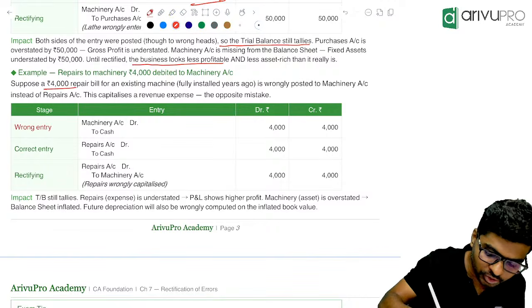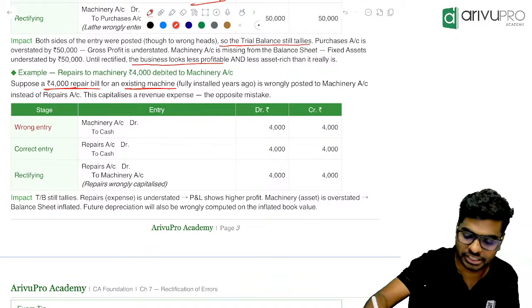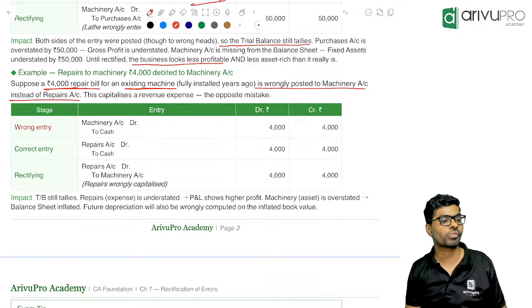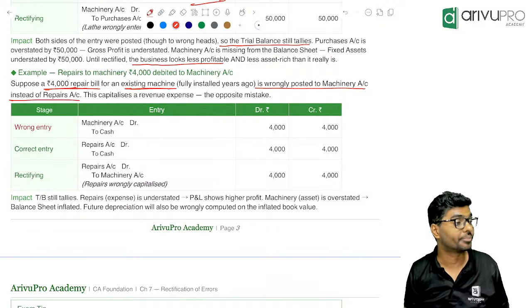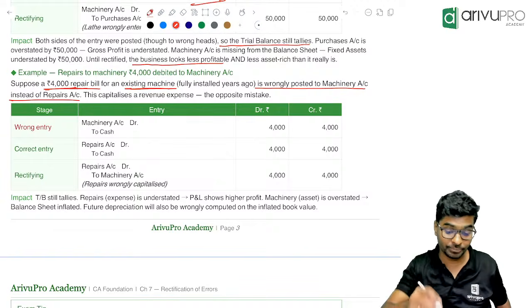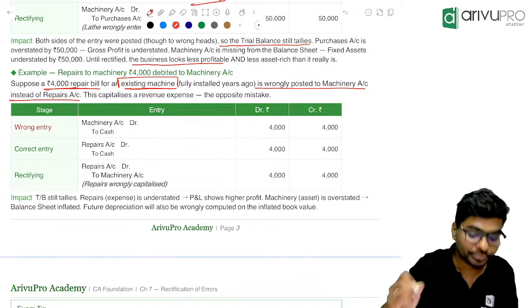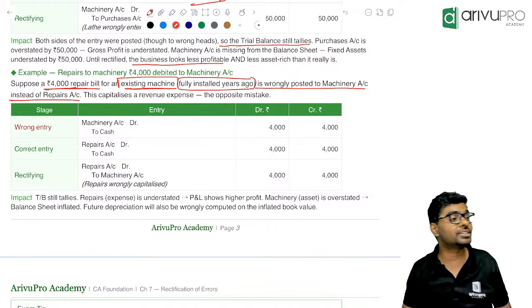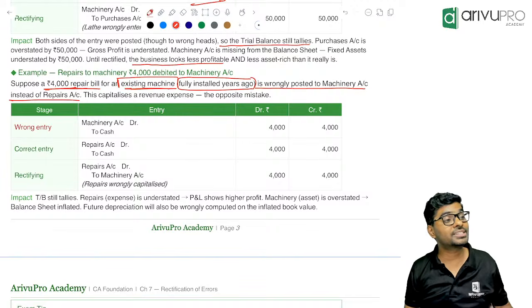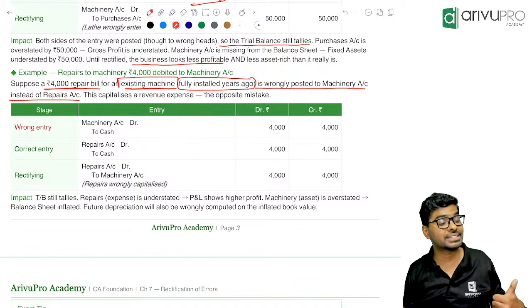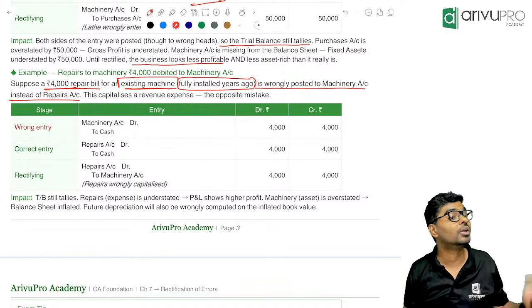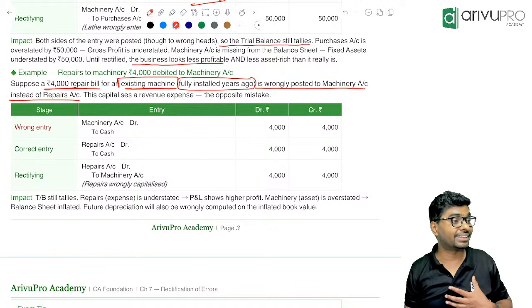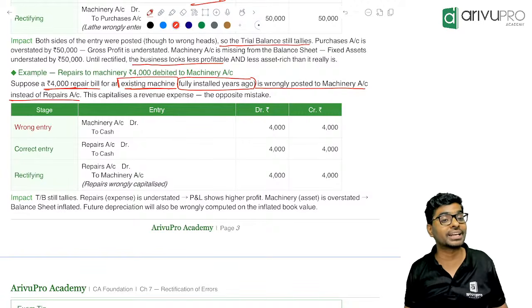A 4,000 repair bill for an existing machine is wrongly posted to machinery account instead of repairs account. You have done what? Repair bill for an existing machine already fully installed. What does this mean? Repair expense is a capital or revenue? Why revenue? Because it is helping me to maintain the existing capacity. Therefore, it's a revenue expenditure.